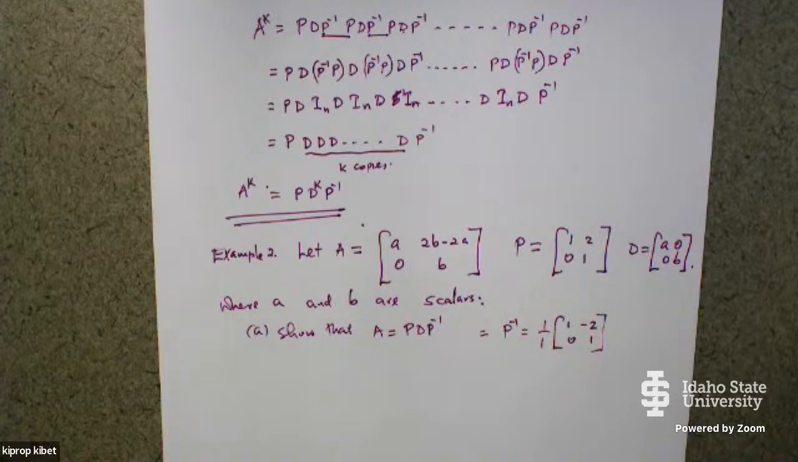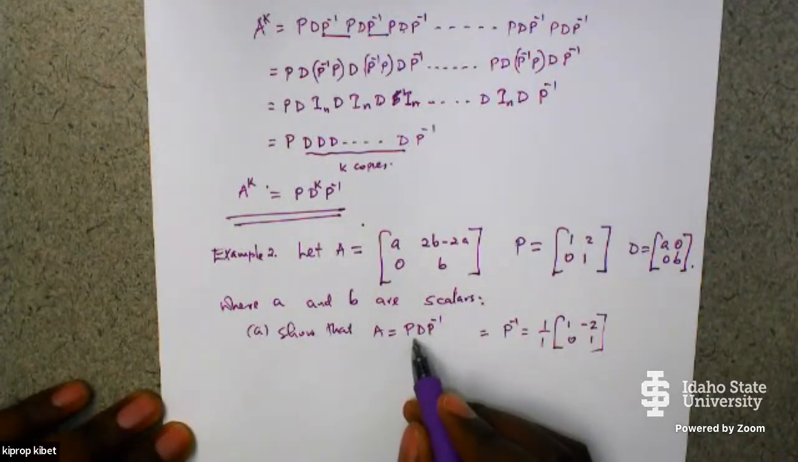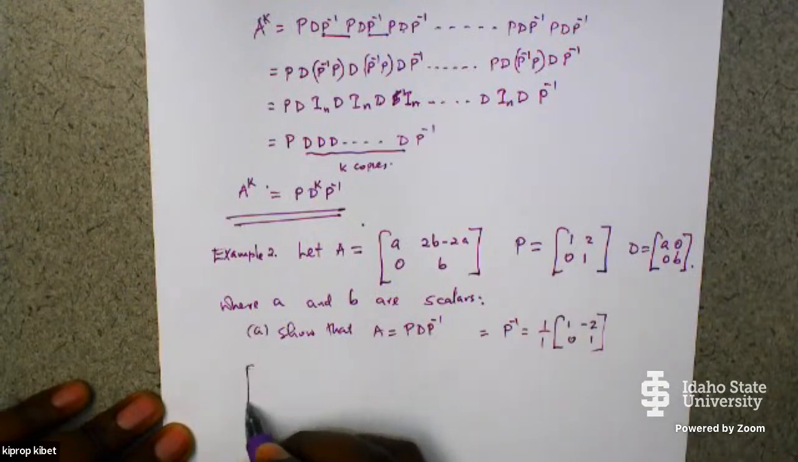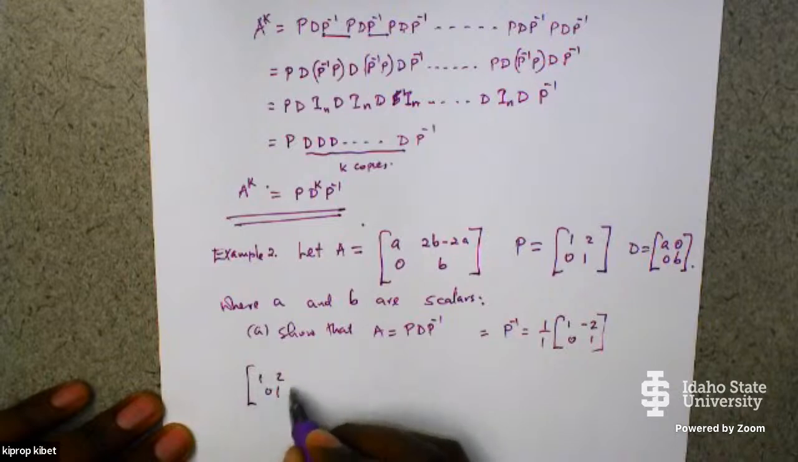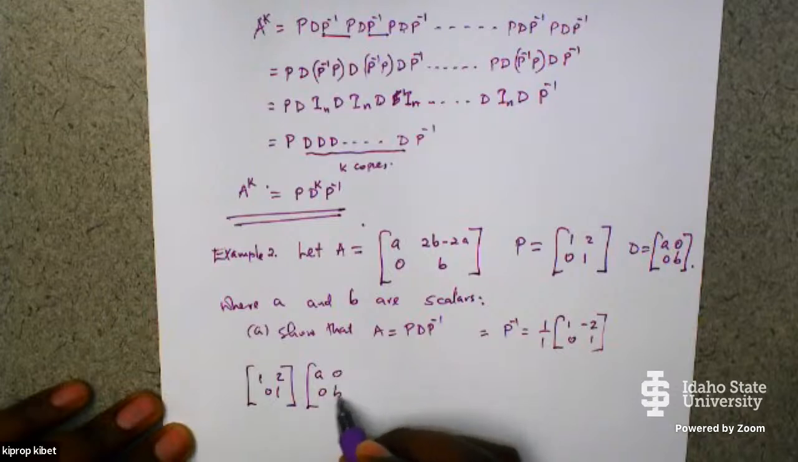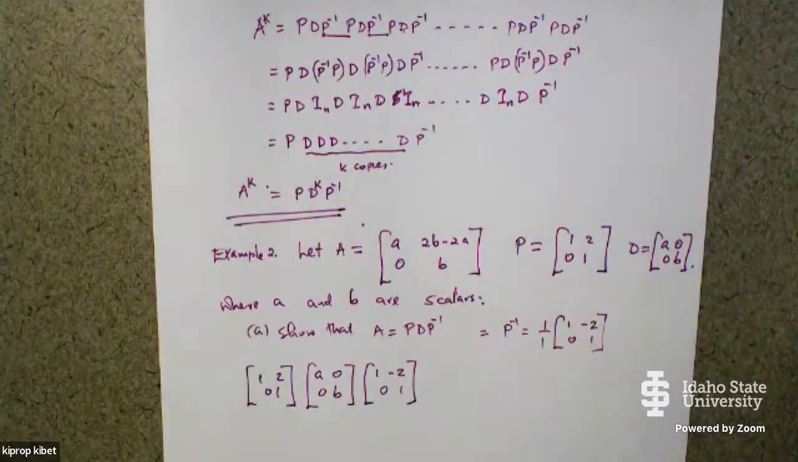And then multiply 1 time. So we know that A is P D P inverse. So we have our P, which is 1, 2, 0, and 1. And then we have our D, which is A, 0, 0, and B. And then we have our P inverse here, which is 1, negative 2, 0, and 1. So let's solve this to see whether it will give us A.